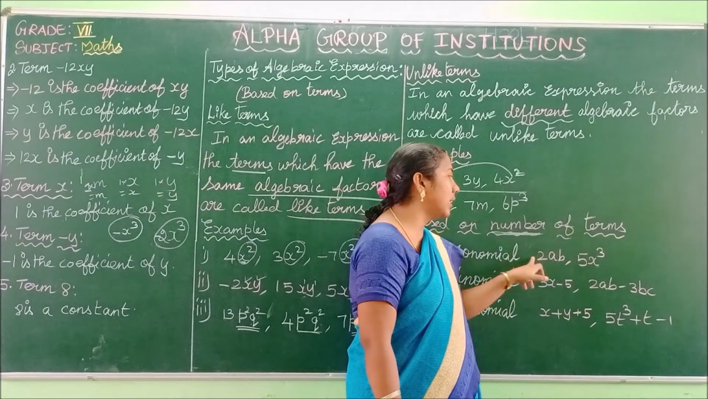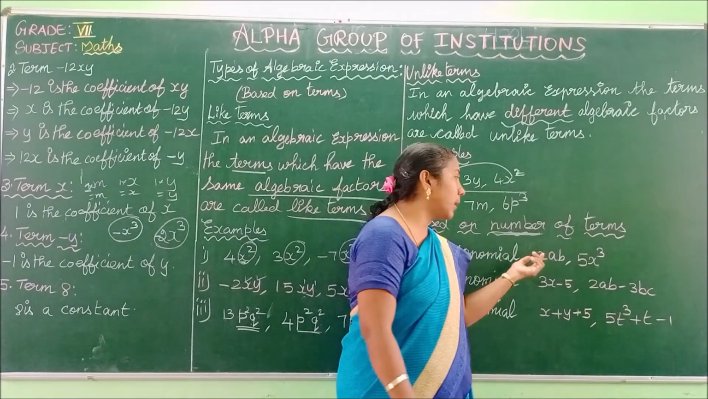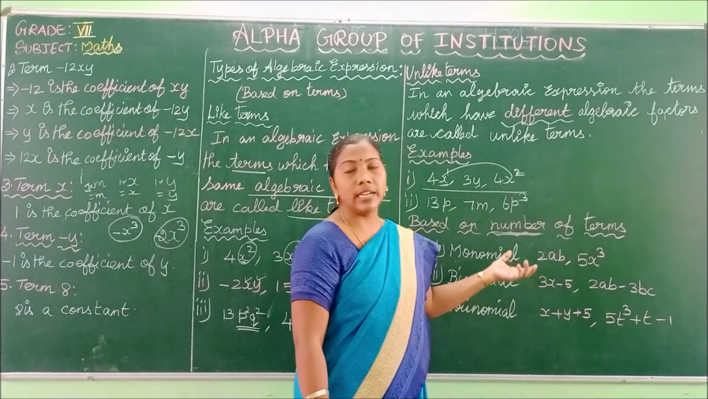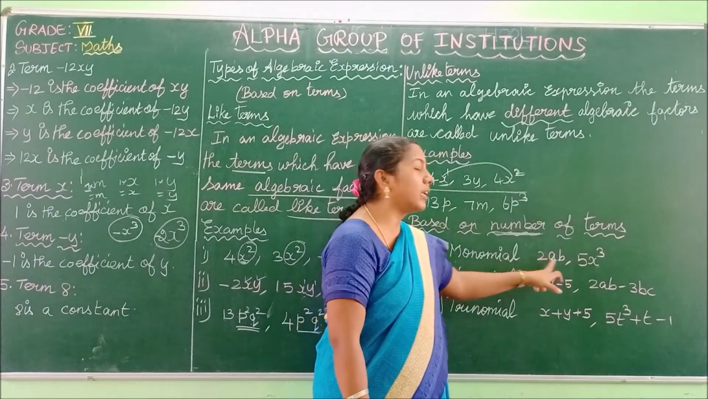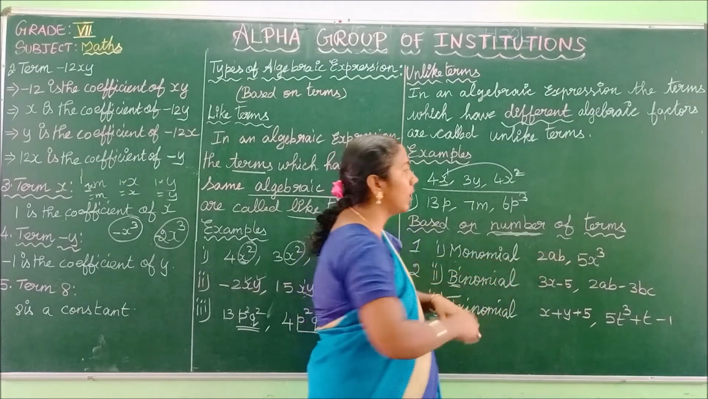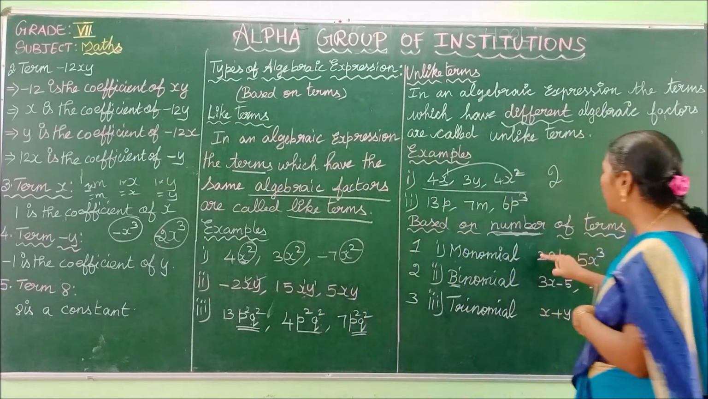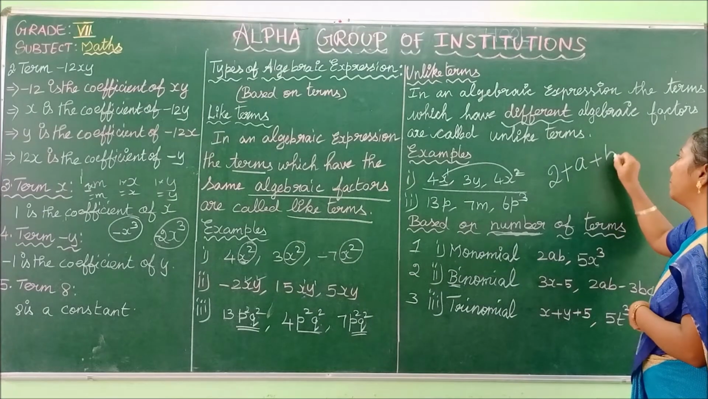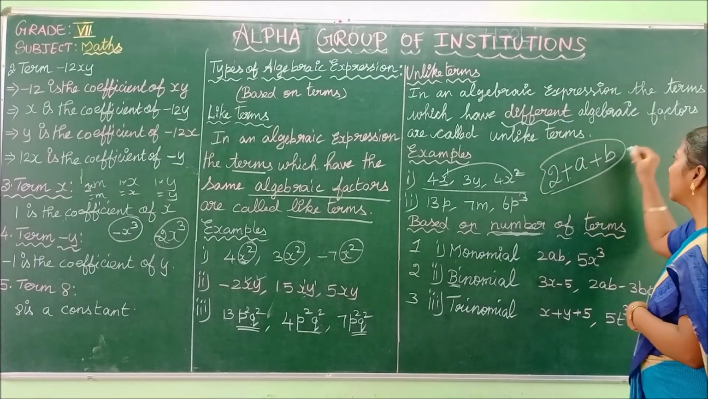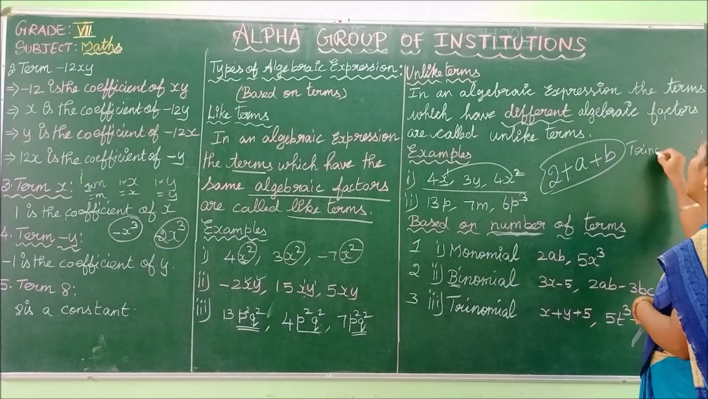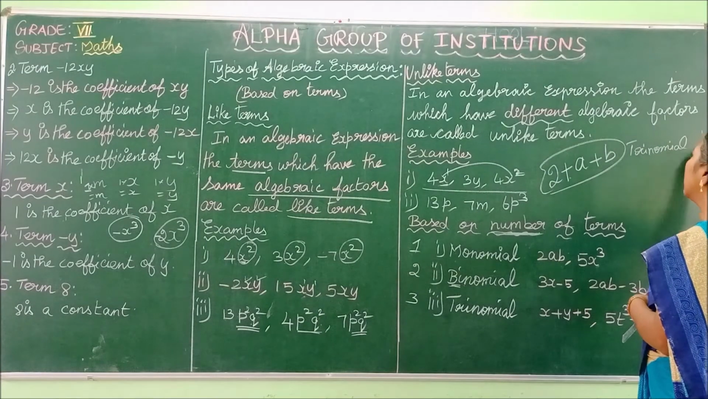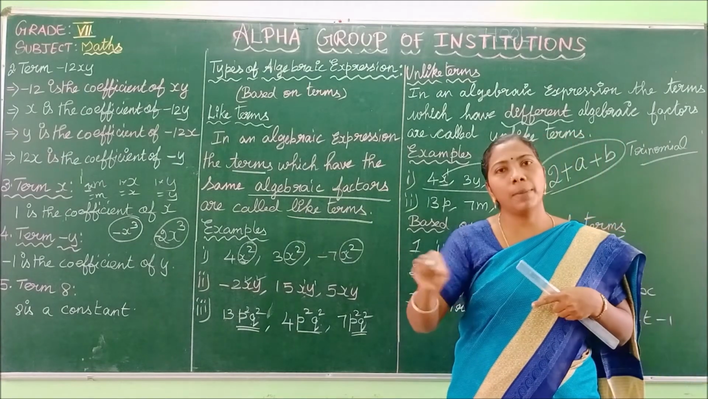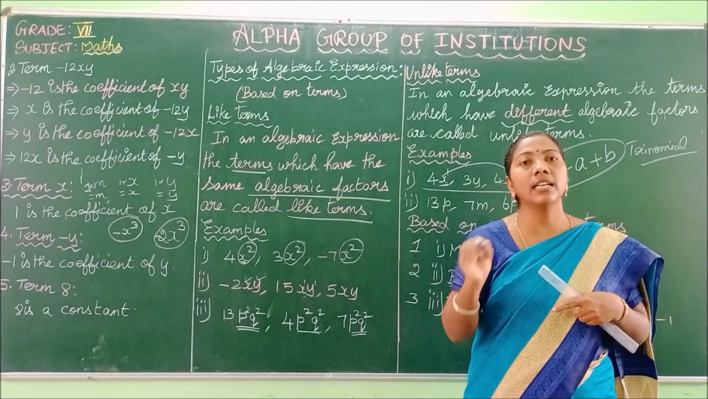You can also ask, here we have three elements from 2a, b. So can we say it is a trinomial? No, we can't say it is a trinomial. Why? Because suppose 2ab were written as 2 plus a plus b, then in this case we can say it is a trinomial. A term should be separated by addition or subtraction. Then only we can call it a separate term.